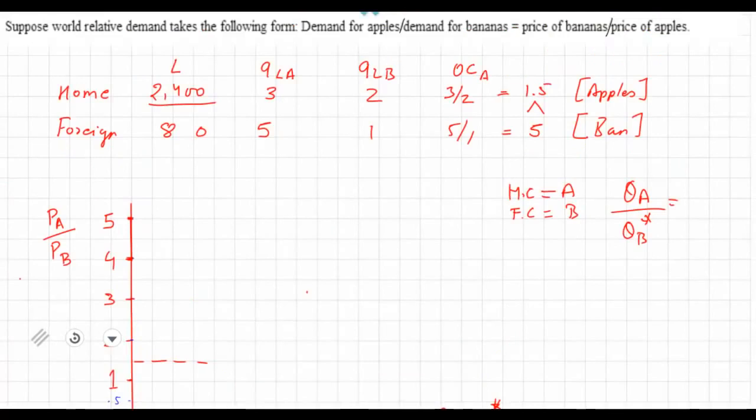So you'll have 2,400 divided by the unit labor requirement for apples, 3. This is how much apples would be produced if all the resources in the home country were spent in producing apples. The foreign country would be producing bananas, and given that it has 800 units of labor divided by ALB, the unit labor requirement, this is a point where the home country will specialize in apples and the foreign country would specialize in bananas. So you have 800 here, 800 here, so it's at 1.